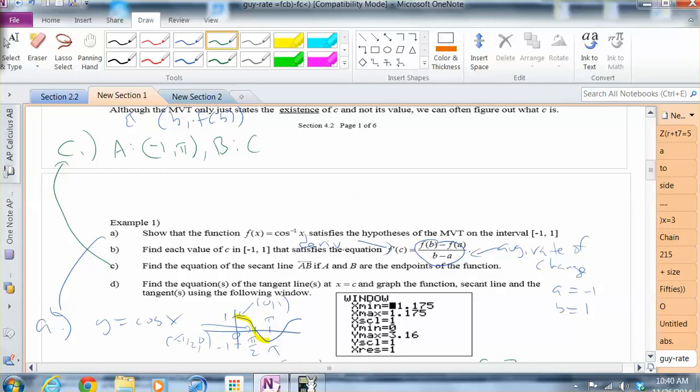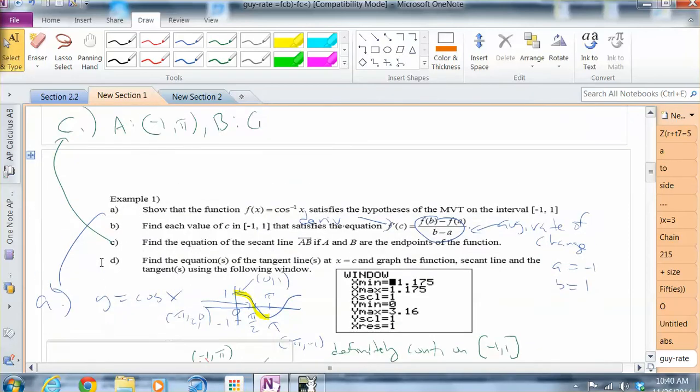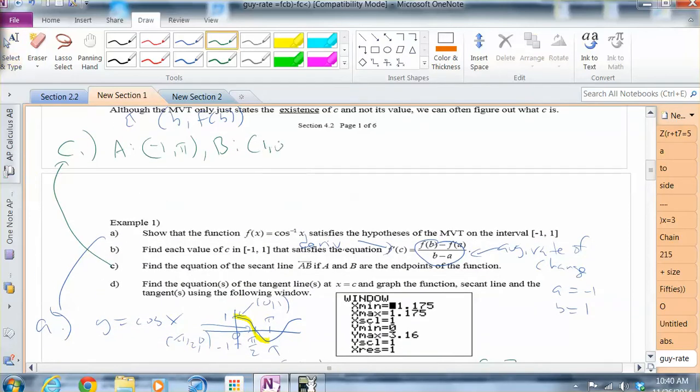If you knew I made a mistake, that's good. I was looking at the cosine function. I have to look at the inverse cosine function. And point B is 1, 0. And we know the slope is already negative pi over 2, because that was the average rate of change that we calculated in part B of this problem.